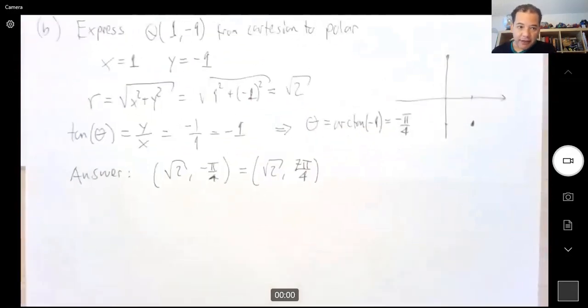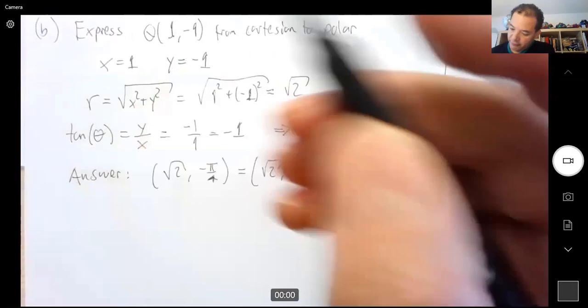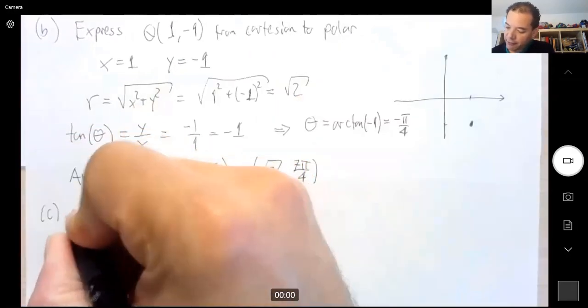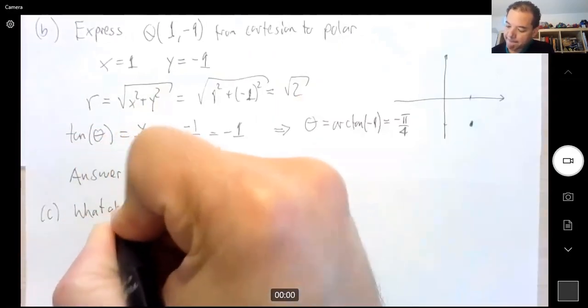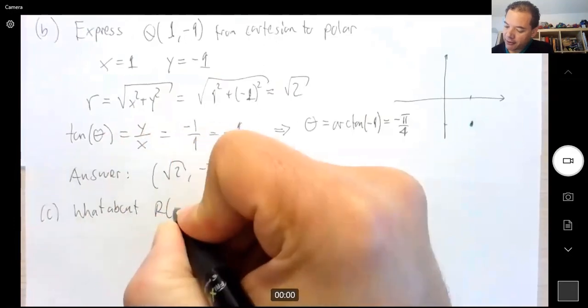But now imagine that instead of being 1, -1, so let's call that C. So what about the point R, -1, 1?